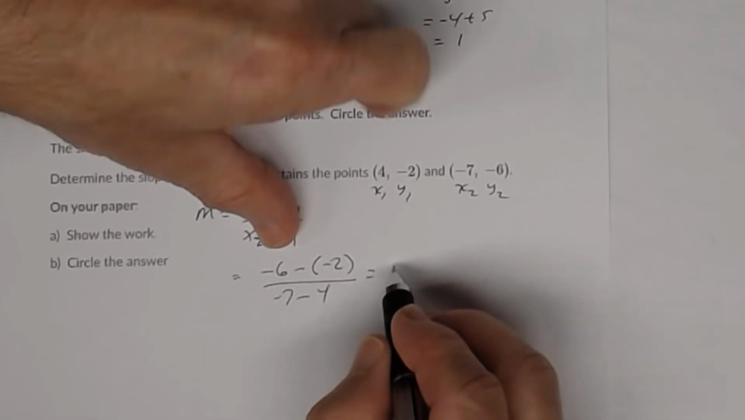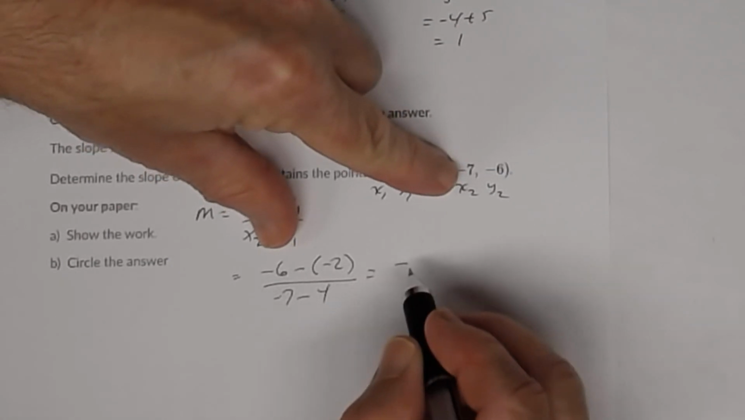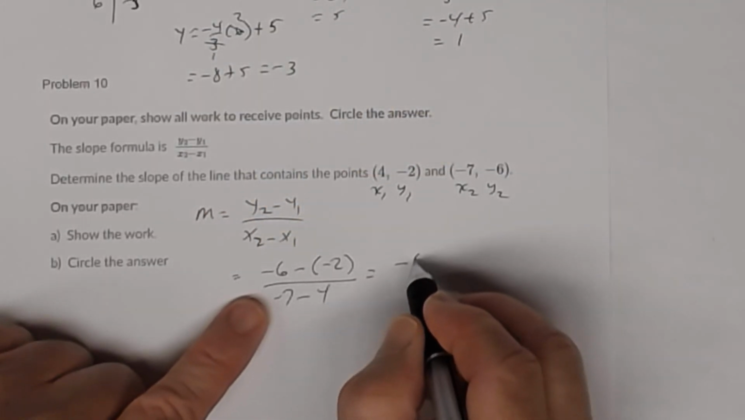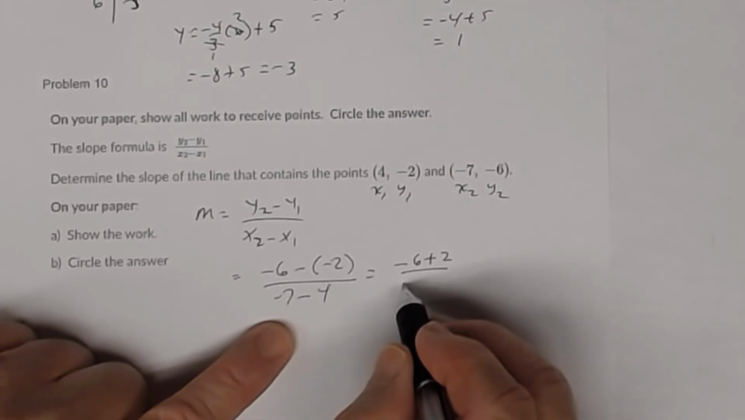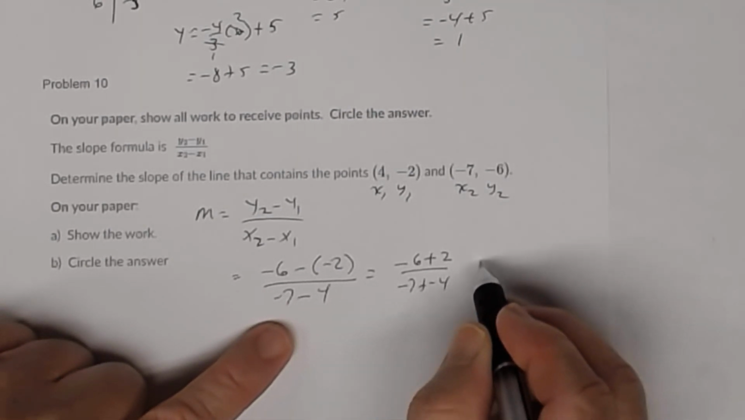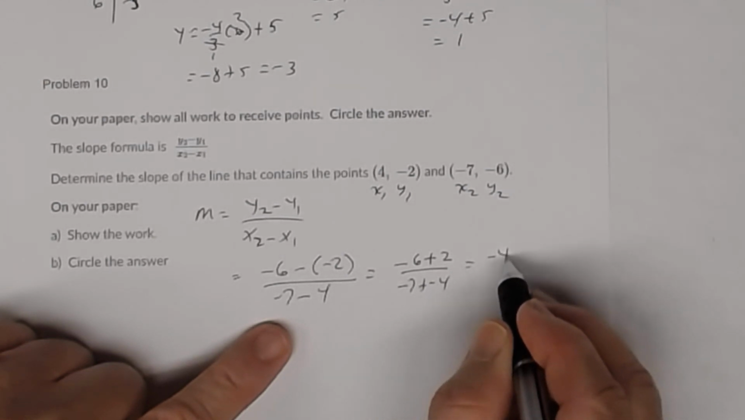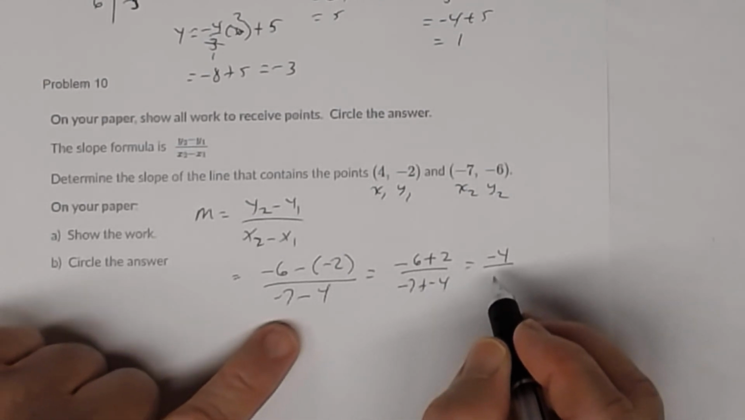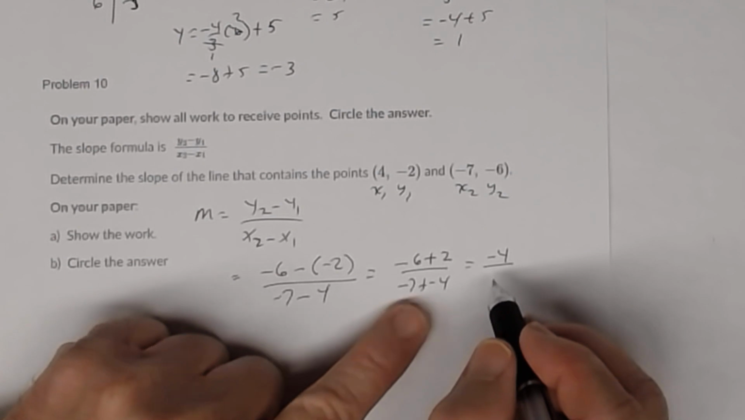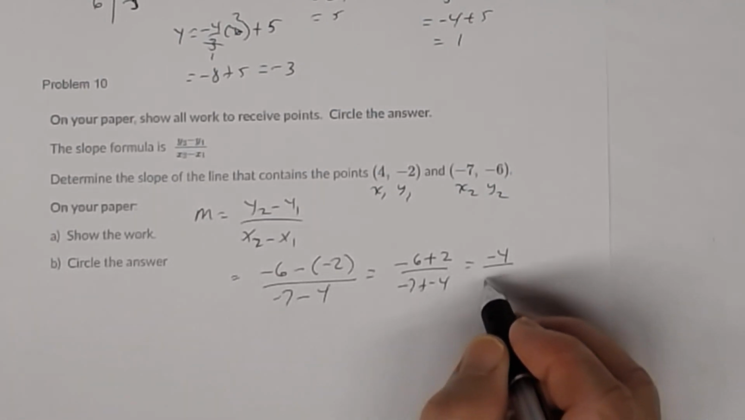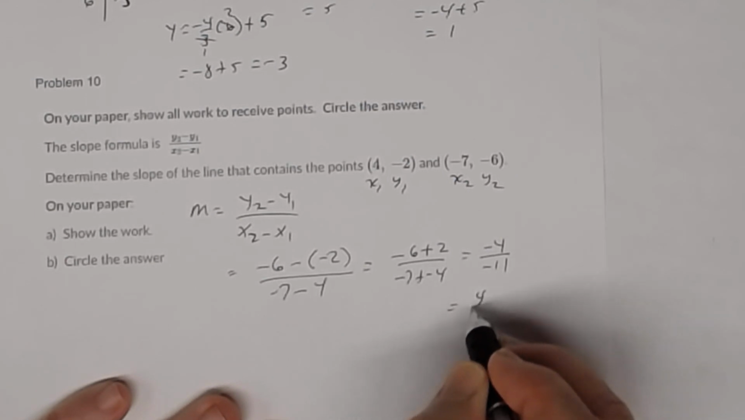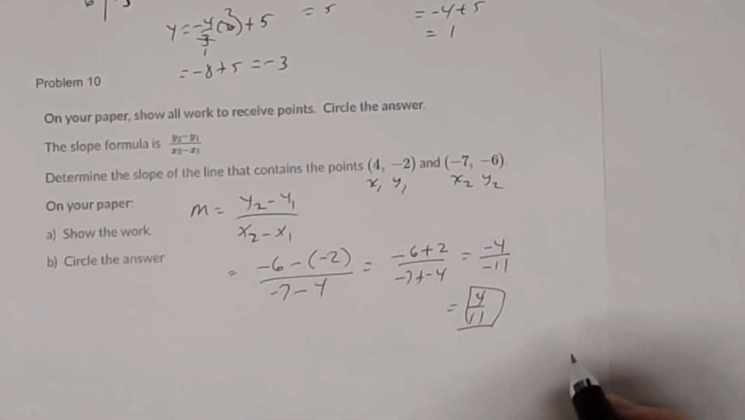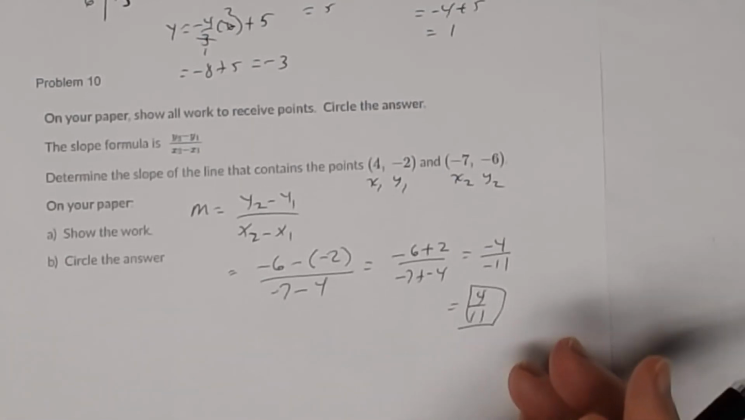So the numerator here becomes negative 6 subtract a negative 2 becomes negative 6 plus 2. And then negative 7 subtract 4 becomes negative 7 plus a negative 4. So the numerator is a negative 4, right? Negative 6 plus 2 is a negative 4. And negative 7 plus a negative 4 is going to be a negative 11. But you got to remember, a negative divided by negative is a positive, and leave it as a fraction. So there's a slope. So that's number 10.